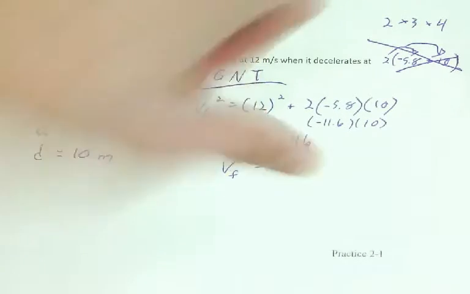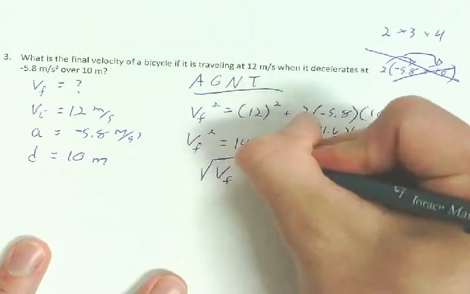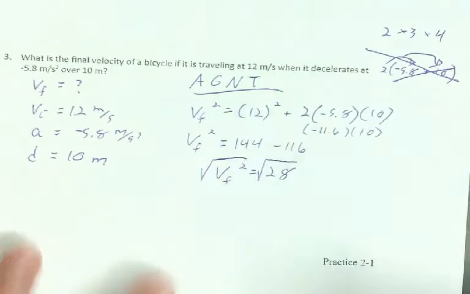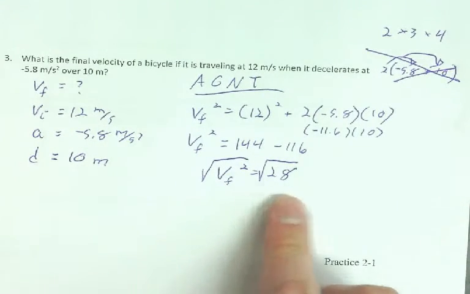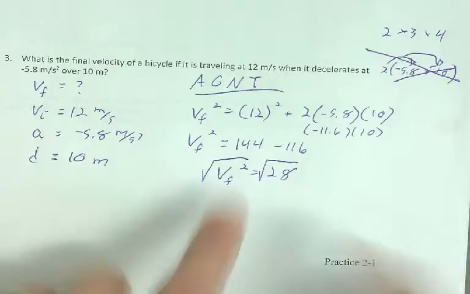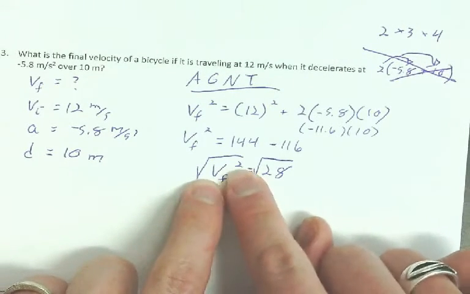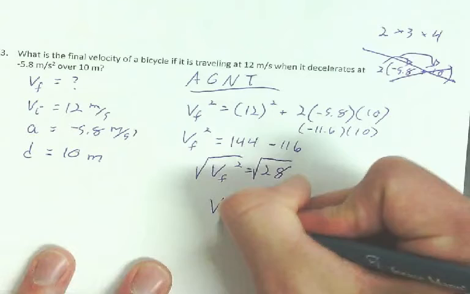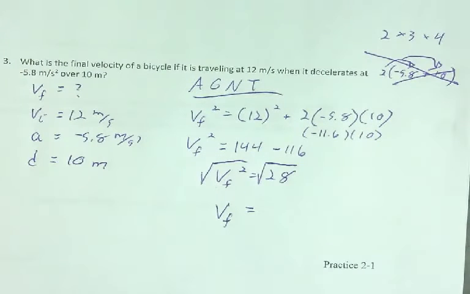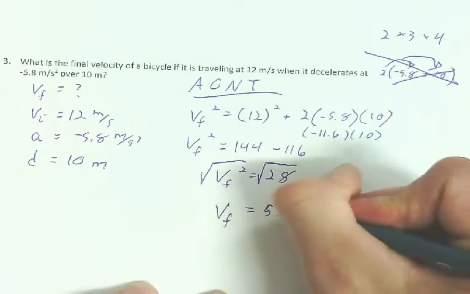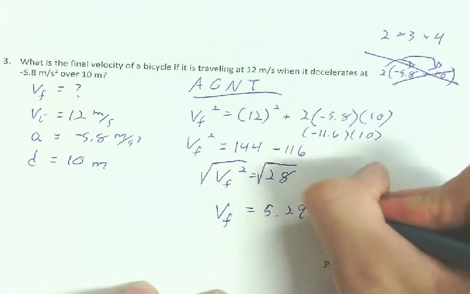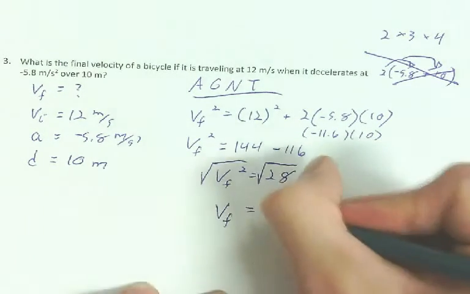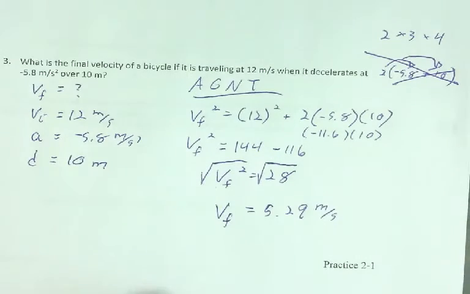So the opposite of this is to square root instead of square. So some of you squared both sides. Don't do the same thing. Do the opposite thing. So the opposite of squaring is square rooting. When you square root V final squared, you just get V final. When you square root 28, you get 5.29. Now, technically, you get a plus or minus 5.29, and you have to choose the correct sign.